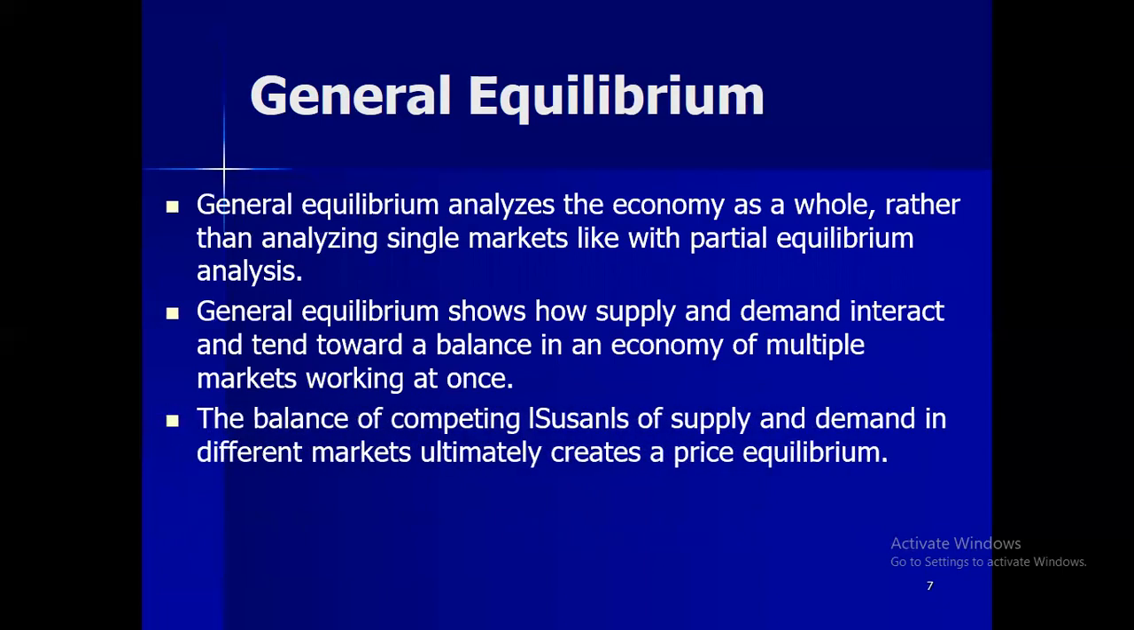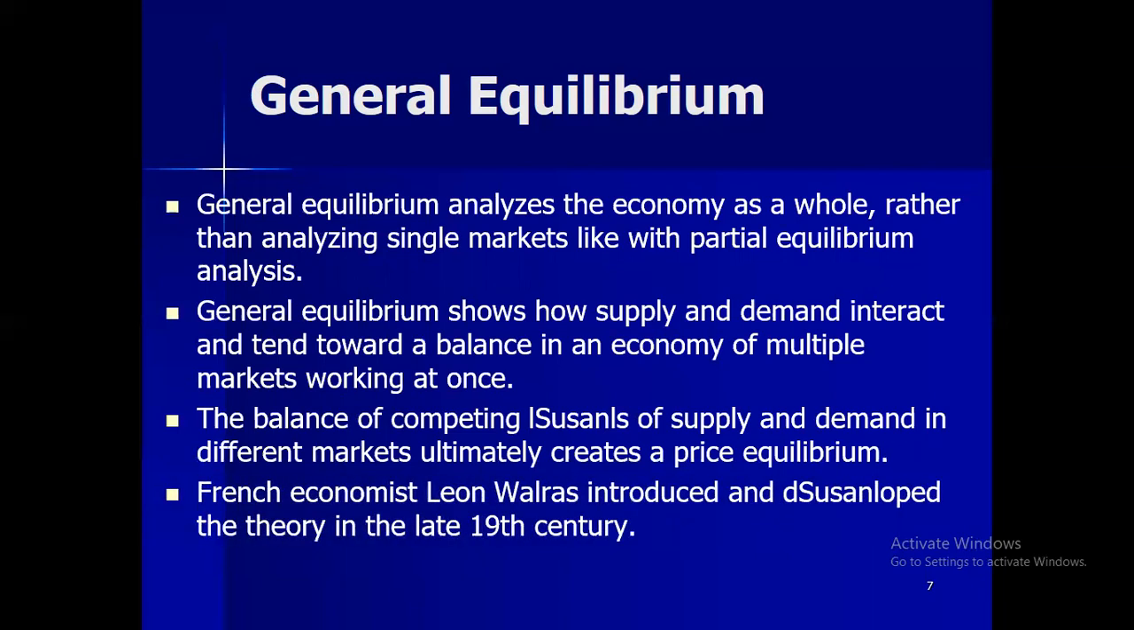If the price of Pepsi increases, then what will be the effect on other beverages? This analysis is called general equilibrium analysis. The balance of competing supply and demand in different markets ultimately creates a price equilibrium, right? French economist Walras introduced and developed the theory in the late 19th century. There is a typing mistake on the slide, right?